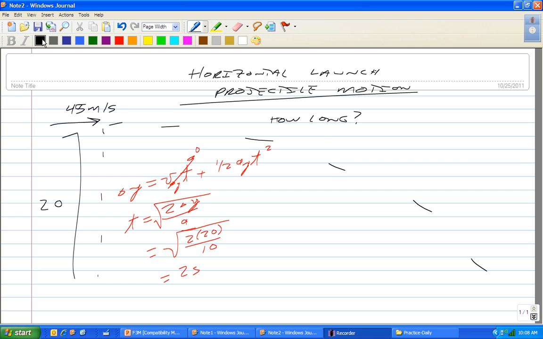So the follow-up question that I would have asked, and I'm going to ask from now on, is how far away does that ball land if we launched it at 45 meters per second? And how am I going to do that? Well, I'm going to use the same equation, but now I'm talking horizontal distance, right? So I'm going to say delta x equals the horizontal velocity times time plus 1/2 the horizontal acceleration times time squared.